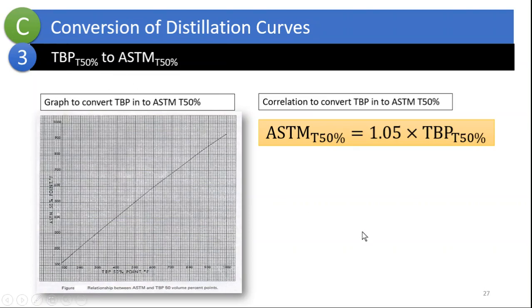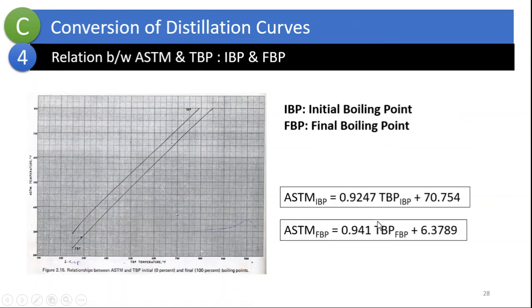T50 means the temperature at 50 volume percent. You can find the TBP values with the help of the graph or this correlation, and then the ASTM T50. Now come to the fourth one, which is the relationship between the TBP and ASTM initial boiling point, that is IBP, and final boiling point, that is FBP. These are the two graphs.